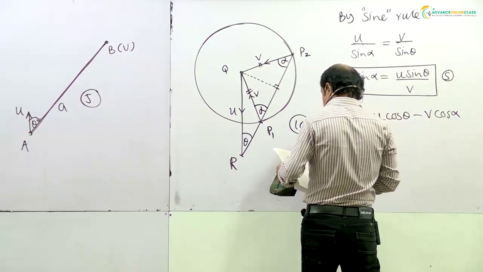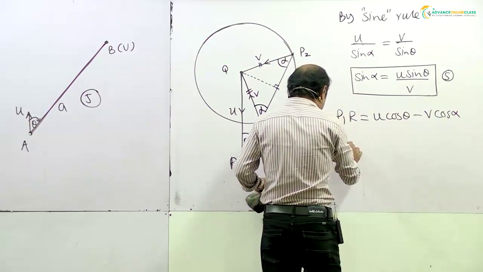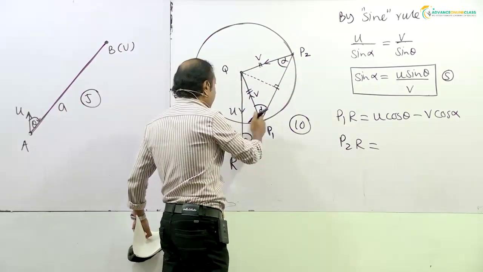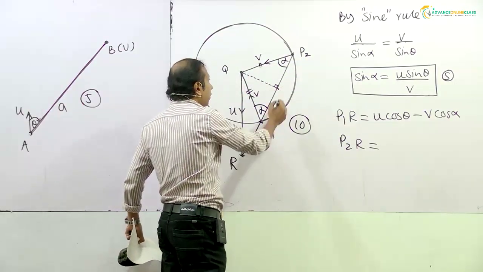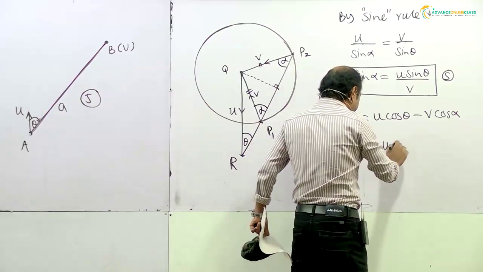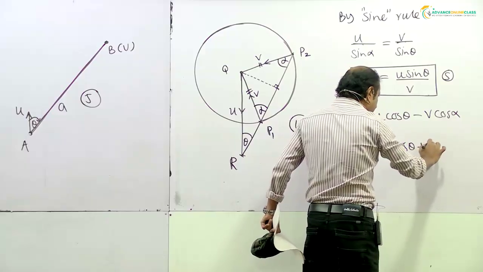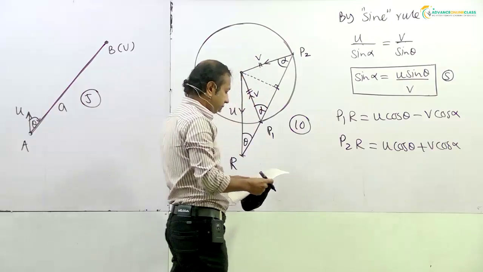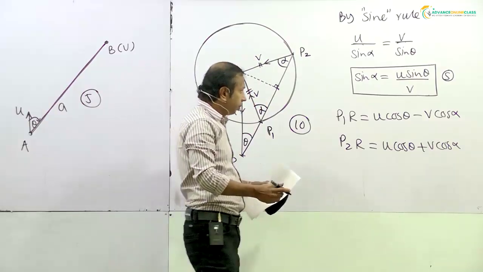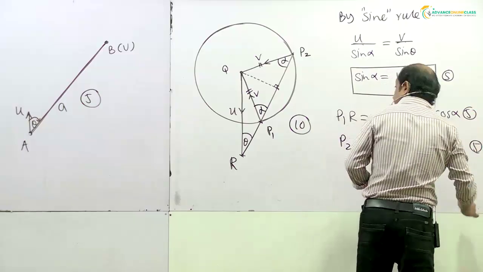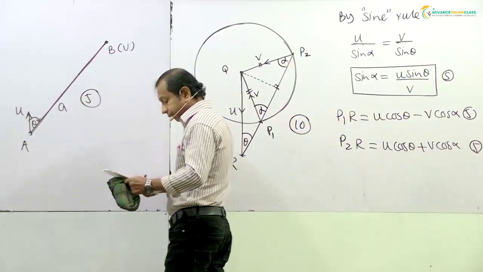All these 5 marks, right? P2R: u cos theta from here to here, u cos theta. Here to here, v cos alpha. So u cos theta plus v cos alpha. Right. 5 each. Okay.